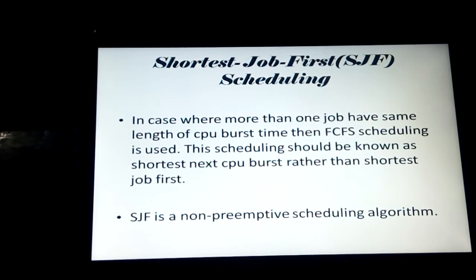In SJF, suppose more than one job has the same burst time, at that time FCFS scheduling is used. This scheduling should be known as the shortest next CPU burst rather than the shortest job first. SJF is a non-preemptive scheduling algorithm, which means whenever any job is chosen, it will not stop until it finishes.